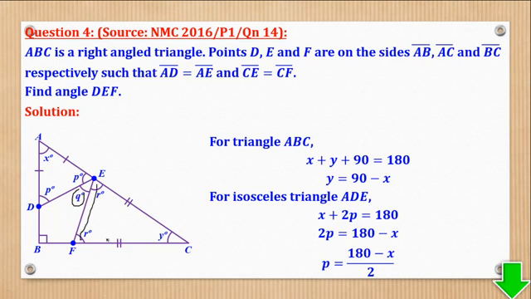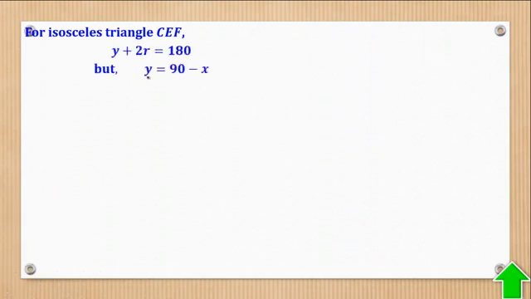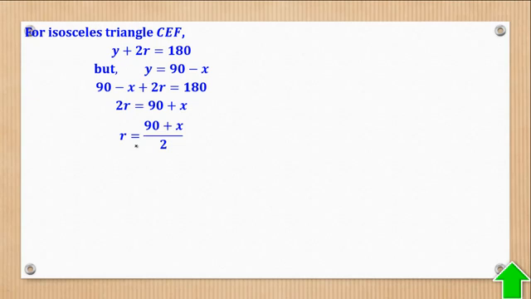So let's now go to this isosceles triangle. So you have that. But remember that we saw that y is equal to 90 minus x. So let me substitute for y, where there is this y, I put there 90 minus x. Then my aim is to make r the subject. So the first thing to do is to take this 90 this side. So 180 minus 90 gives 90. And also take this negative x this side to become positive. Then divide both sides by 2.